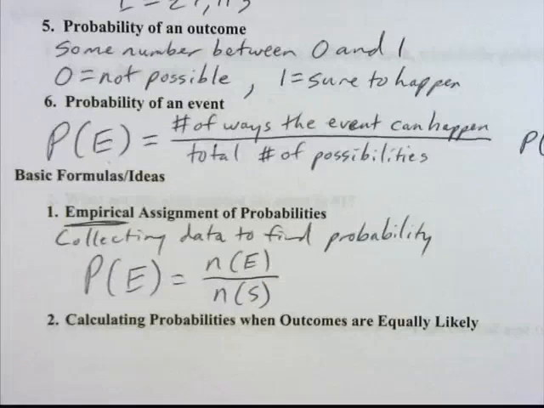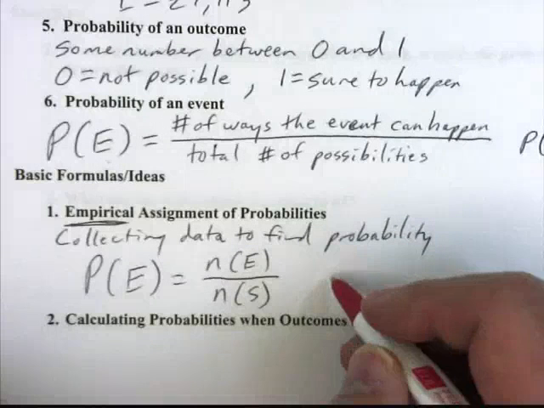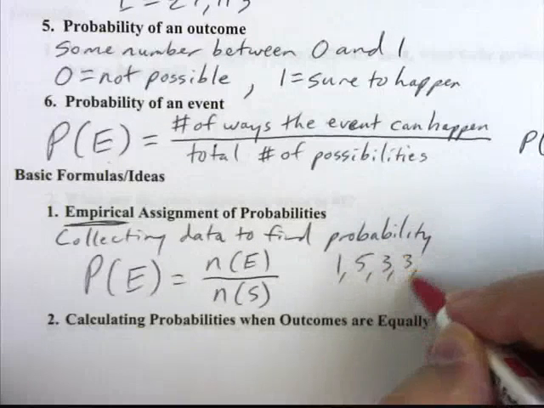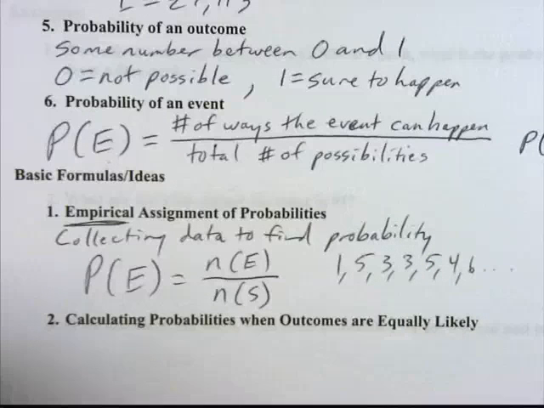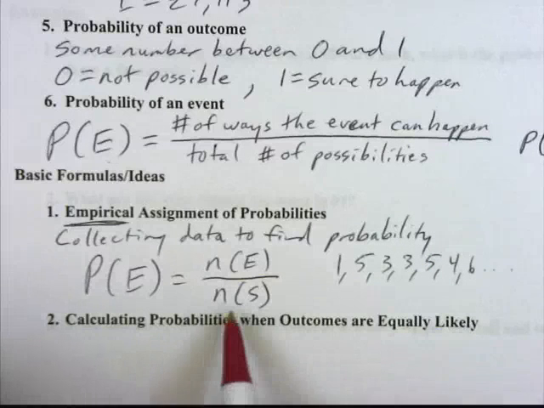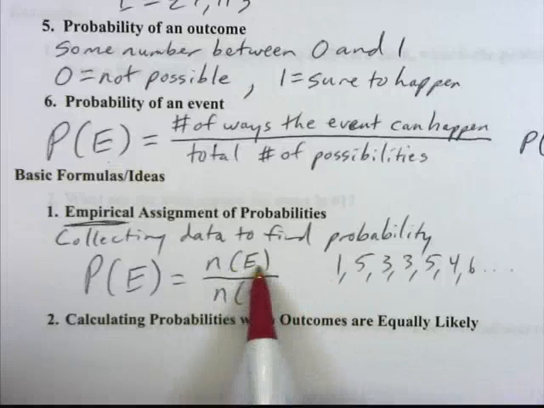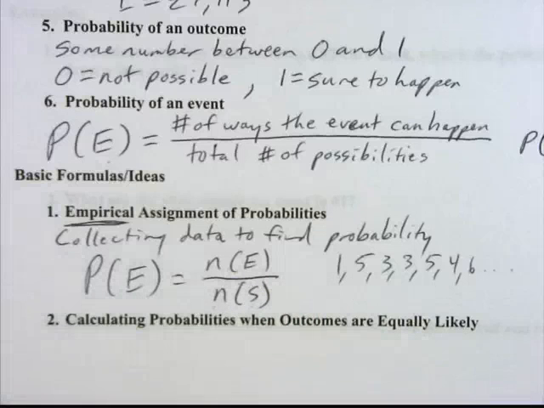So let's say that I was to roll a die. Okay, if I was to roll a die and I was just to keep track of what was happening, and I got a 1, and then I got a 5, and then I got a 3, and then I got another 3, and I got a 5, and then I got a 4, and then I got a 6, etc., etc., etc. Okay, you would keep track of how many times you did that experiment, and then how many times you rolled, say, a 1. Okay, and those would go in those two places for empirical probability.